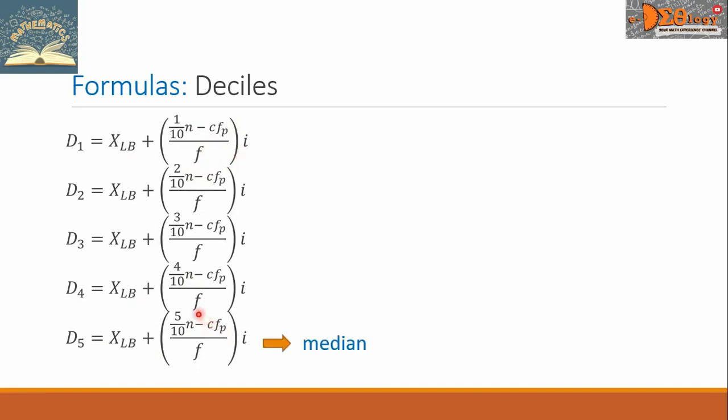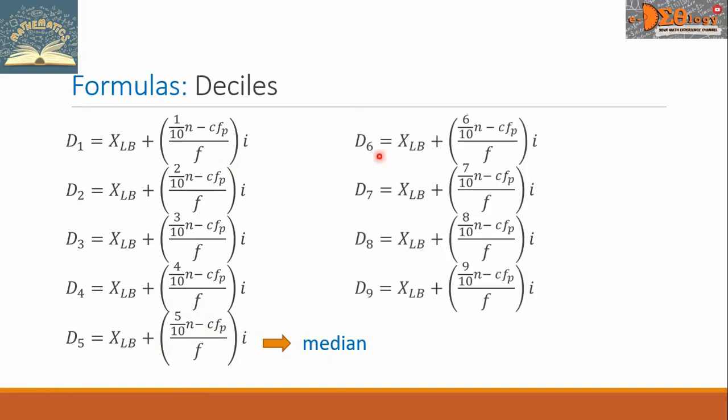Take note that when we simplify this portion, this formula here is exactly the same formula of the median. So d sub 5 is equal to the median. To complete the formulas, we have the d sub 6, d sub 7, d sub 8, and d sub 9 formulas in here.